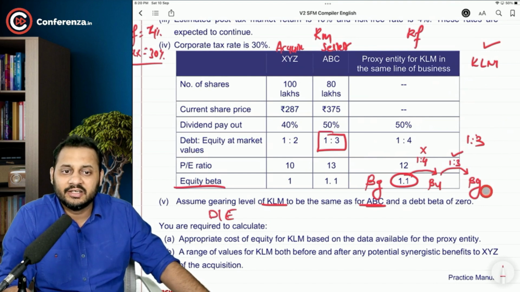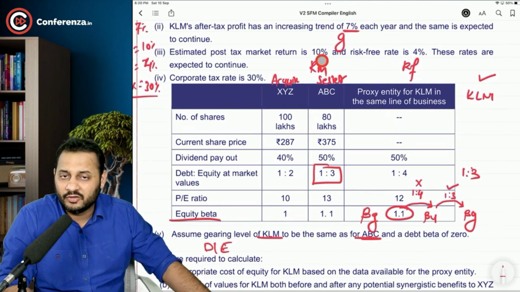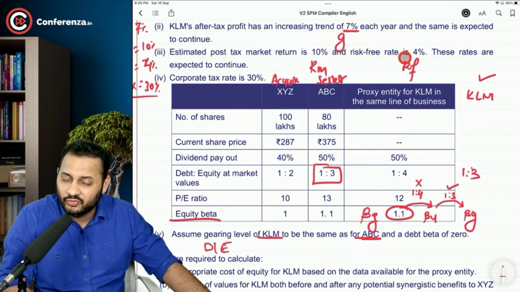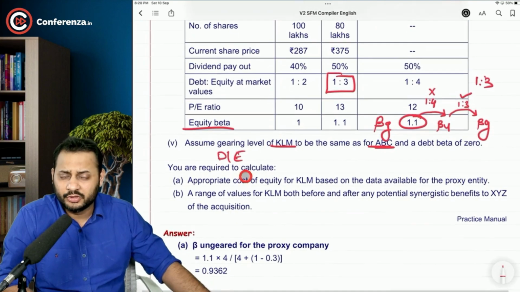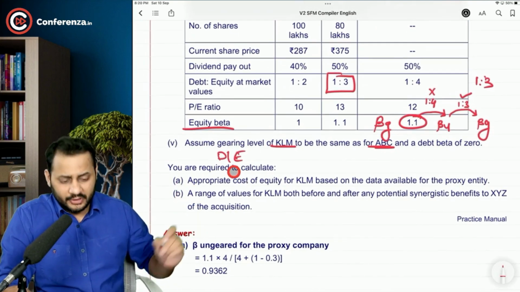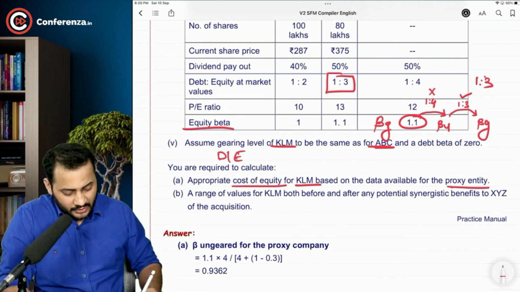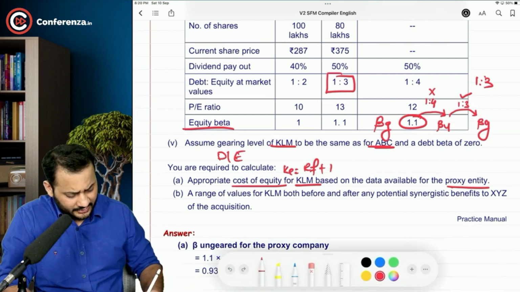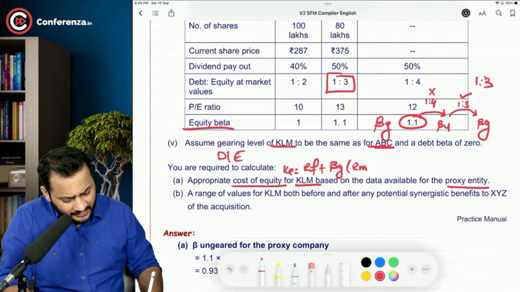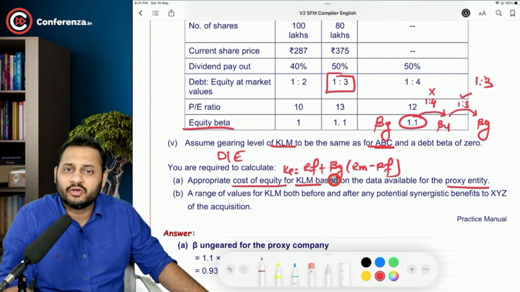Okay, sir. This geared beta will be used in the capital asset pricing model with the market return of 10% and the risk-free return of 4% to calculate the cost of equity. Now, have a look at the question. Calculate the appropriate cost of equity for KLM based on the data available for proxy entity. So KLM's cost of equity can be calculated using CAPM: risk-free rate plus geared beta times market return minus risk-free return. The question is very easy. So in this formula we have everything except for the geared beta.